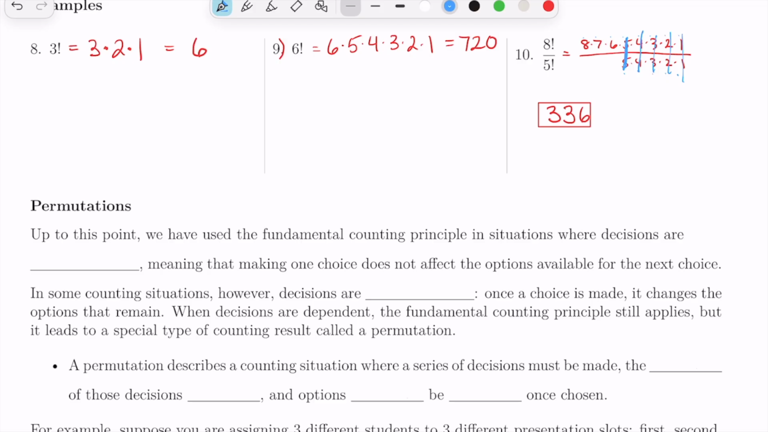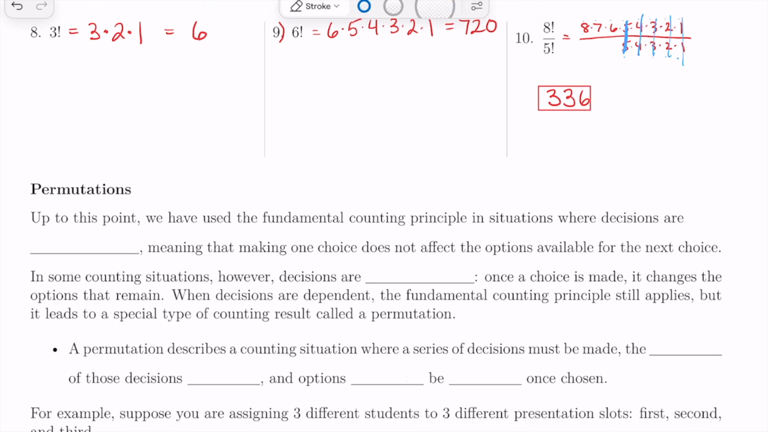Now, up to this point, we've used the fundamental counting principle in situations that are independent of each other, meaning that making one choice doesn't affect the options available to the next choice. Consider what we did with the cars, right? We had black, silver, and blue, and it didn't matter if you chose a sedan or an SUV. Those are independent. It doesn't matter what model you picked, you still have the same choices for the colors. It didn't matter whether or not you included an emoji or not. You still had all of those choices for the next one.